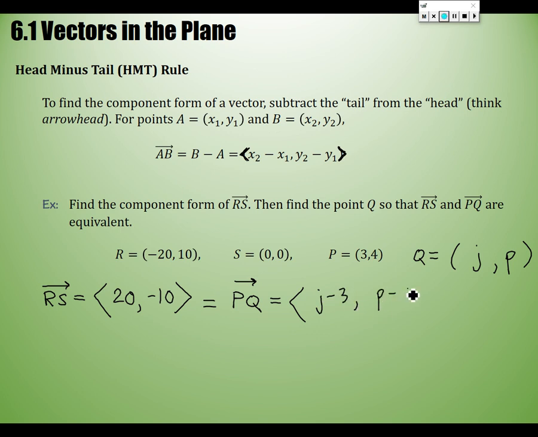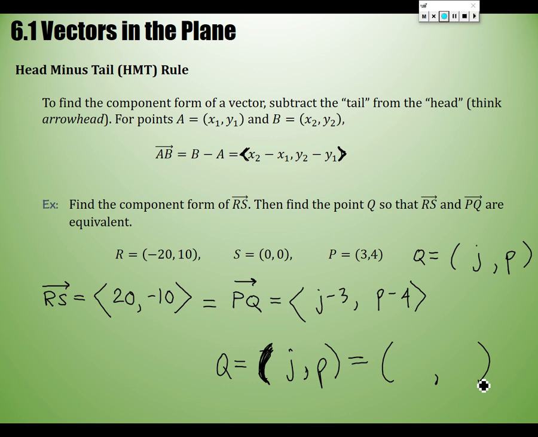And P minus 4. I think in a second you'll be able to tell me what J and P are. If J minus 3 is the same thing as 20, since they have to have equal components, then in a second you'll know. So, figure it out. Tell your neighbor what you got.